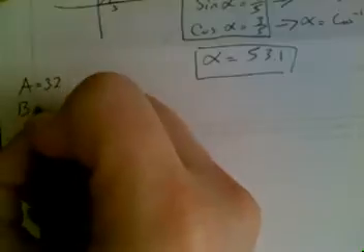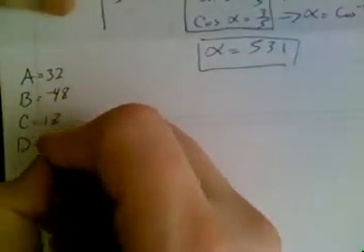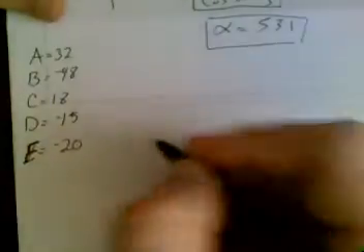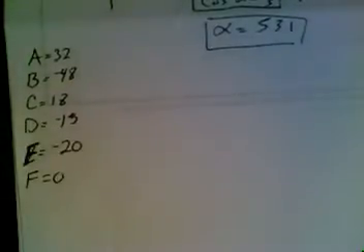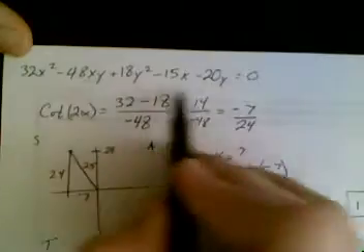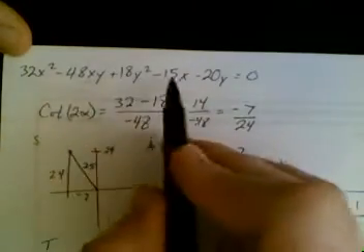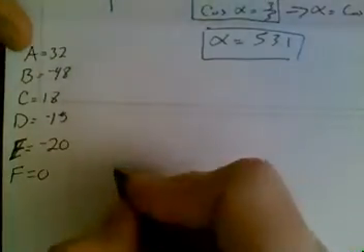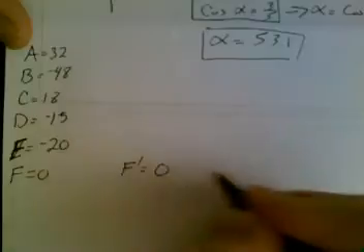I have A is equal to 32. B is equal to a negative 48. C is equal to 18. D corresponds to the x value, so that's a negative 15. Oh, sorry, E, that's E. E corresponds to the y, so that's negative 20. And then my F value is 0, because I don't have any constants. Again, I'm looking at this formula, A, B, C, D, E, and then no F. Now, I want to change these to A prime, B prime, C prime, D prime, E prime, and F prime. F prime is always the same thing as F, so that's 0.